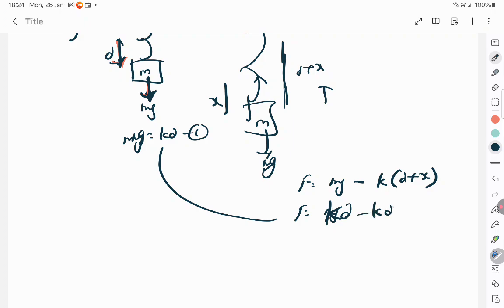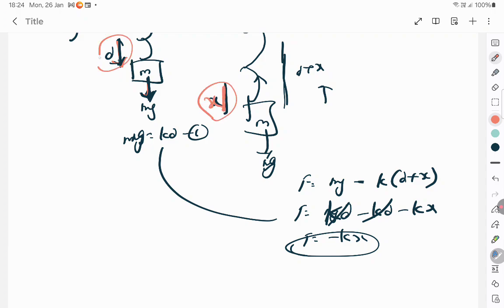So F is equal to minus k into x. It only depends on the additional displacement when you're making it oscillate. This d doesn't even affect our answer. Okay, so that's what it is.